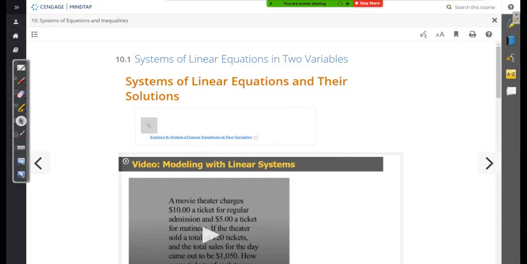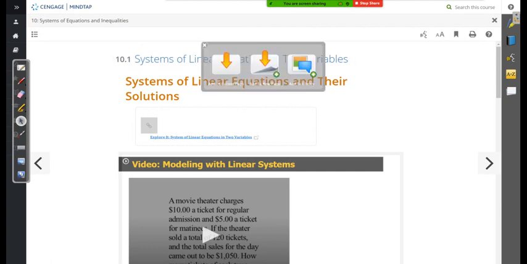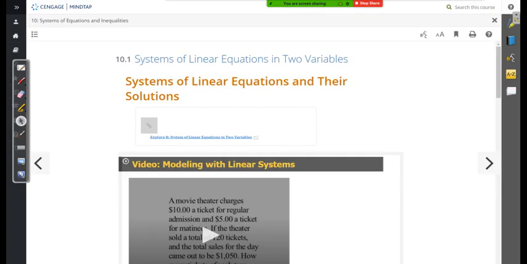Today we are talking about Chapter 10, Section 1, Systems of Linear Equations in Two Variables. Okay. I think this is a pretty simple concept. I do feel like I say that a lot though, so forgive me.